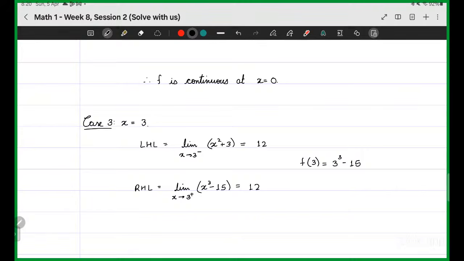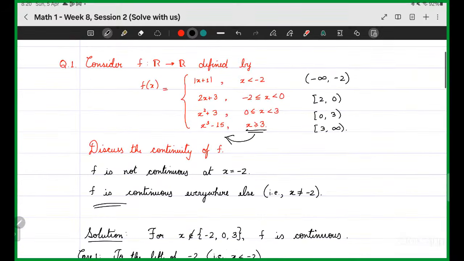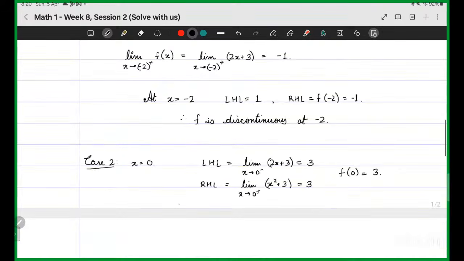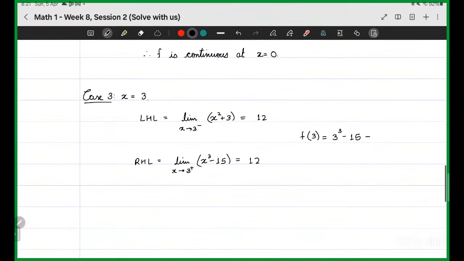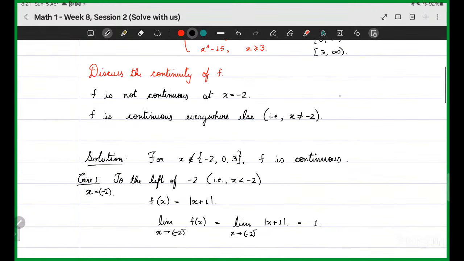Even over here, 3 is included only in this part of the definition, not in the above one. So we use 3 cubed minus 15 to get 12. This is equal to this is equal to this. Therefore, f is continuous at x is equal to 3. So this solution that was given is correct.